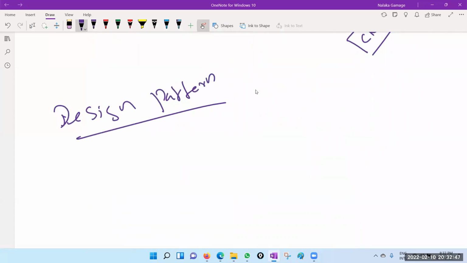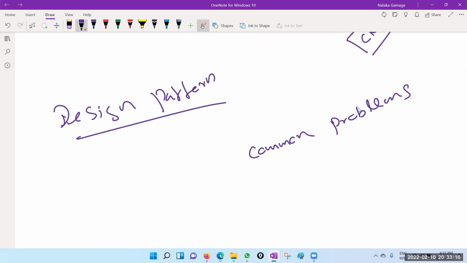So when we are designing a solution, we will frequently encounter common situations or common problems, right? When you are developing software, whether it's an order processing system or inventory management or anything else, there are some common problems that we encounter that we need to solve.